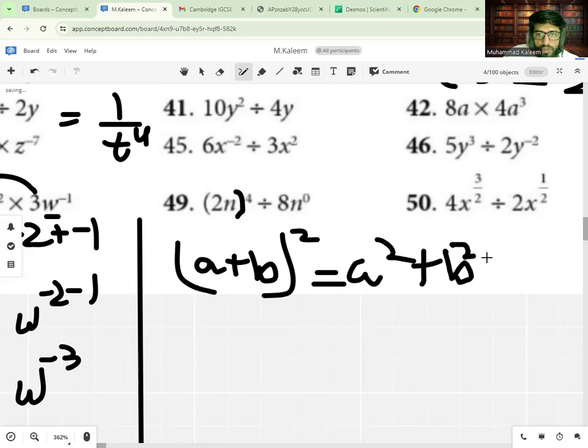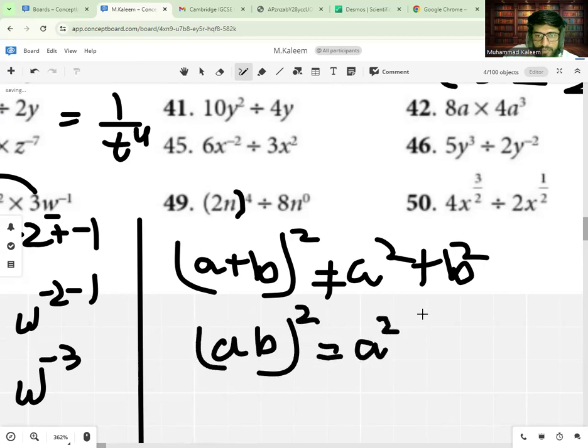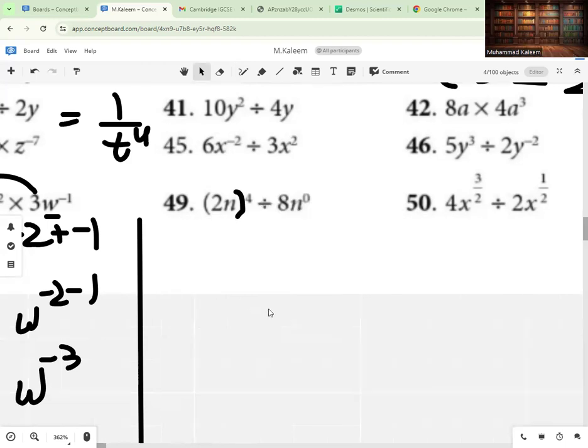That's not true. But if we have (ab) whole square, we can write this as a square b square. That's true. If we have terms in multiplication and they have a combined power, we can separate their powers. But if the terms are in addition, we cannot separate the combined power. Here these terms are in multiplication, so this 4 will be applied on 2 as well as on n. So this one will be 2 to the power 4.